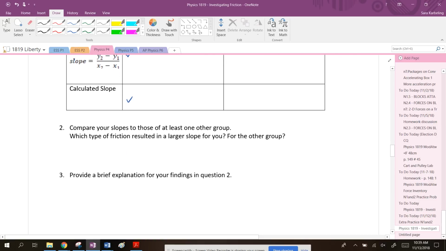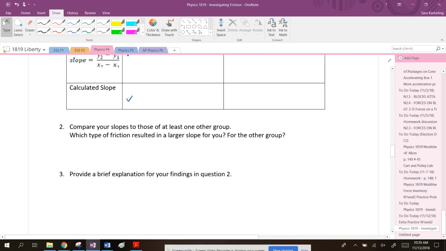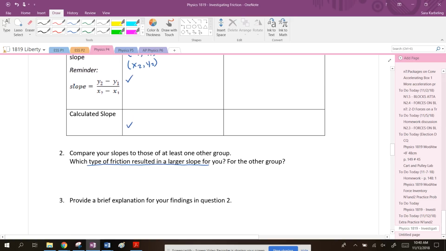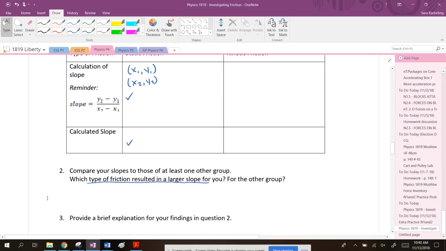Once you've done that, if you have an opportunity, please compare very quietly, if you're in class right now, slopes with at least one other group. The values don't necessarily need to be the same because you're using different situations, and that's fine. But what I want you to focus on is which type of friction, static or kinetic, resulted in a larger slope for you and for your other group, and then give an explanation, if you can, for your findings from question 2.